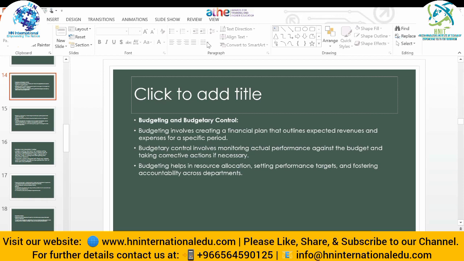Budgeting helps in resource allocation. Resource allocation is how we manage all the resources. Because resources are scarce, they are very less, so we have to use each and everything very efficiently. Setting performance targets and fostering accountability across the departments. Fudging data is very common in various businesses, specifically in the budgeting department. So it's the responsibility of the accountant to hold all the departments accountable, whether they are doing the work efficiently or not. Is there any sort of fraud going on?